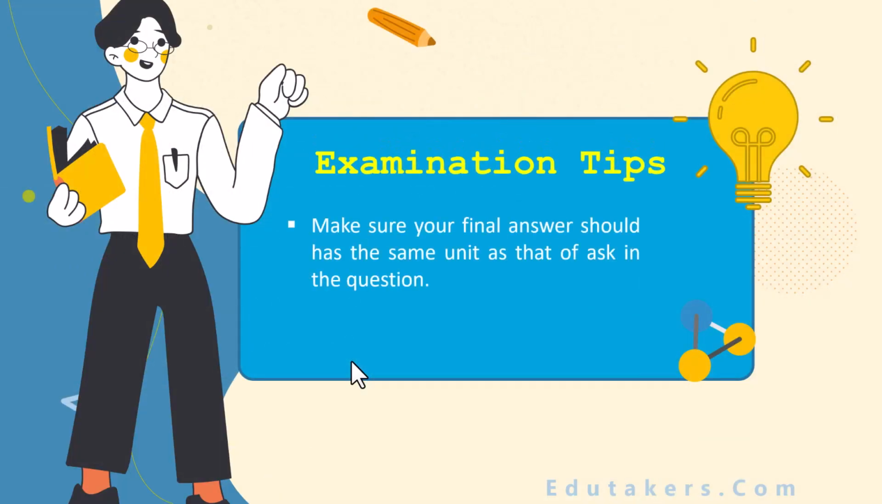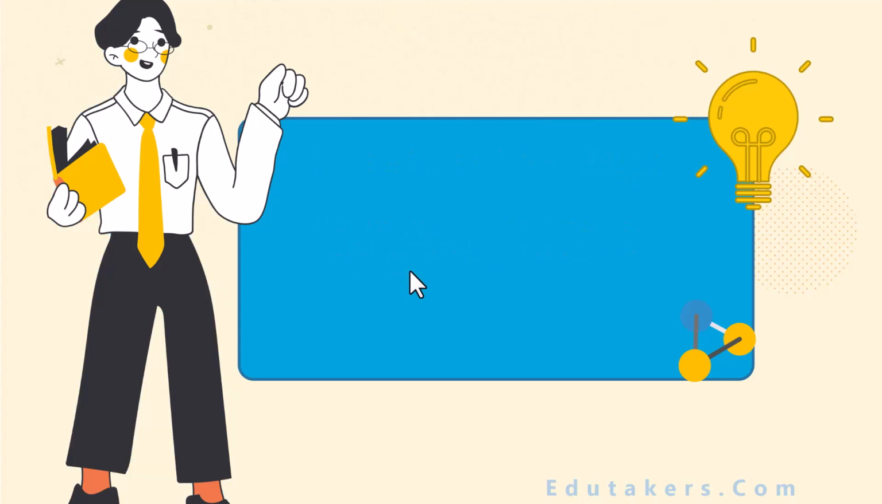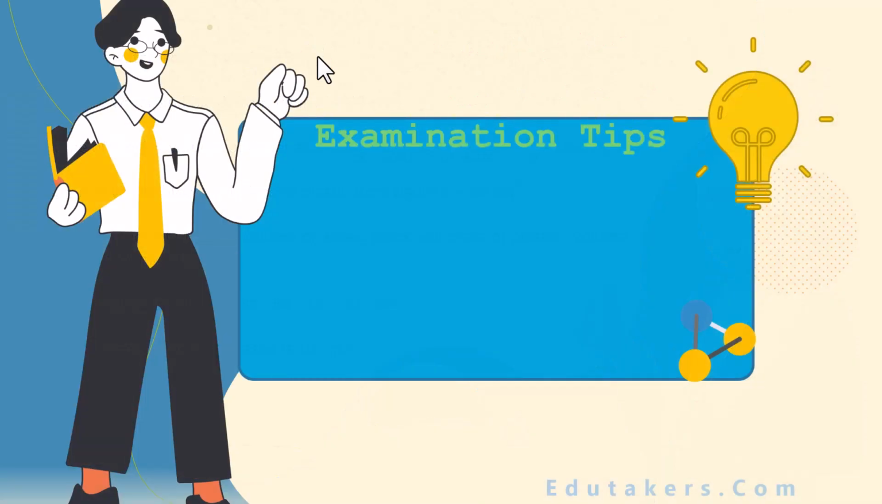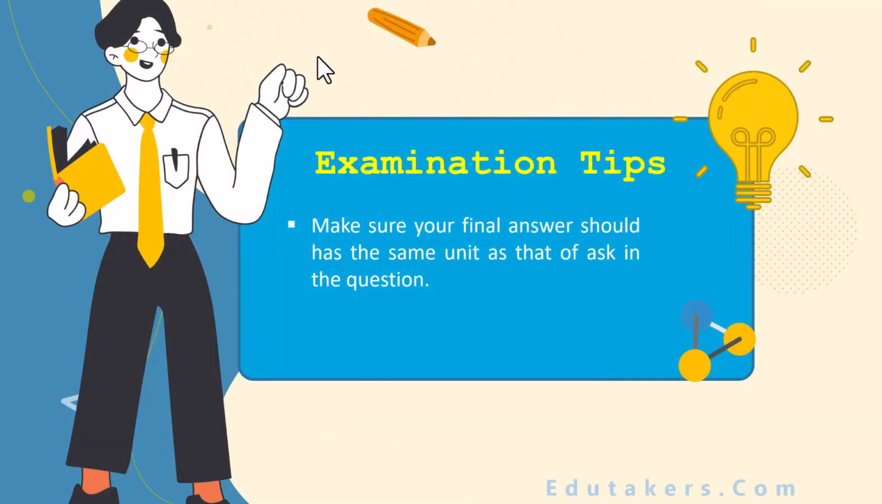Exam tips. Make sure your final answer has the same unit as that asked in the question. It means that in this question, initially the unit is cubic centimeter. So your final answer should have the same unit, because finally you are also going to find out the volume, and the volume has to be in the same unit, which is cubic centimeter. Same thing is given here. You need to make sure that your final answer has the same unit as that asked in the question.